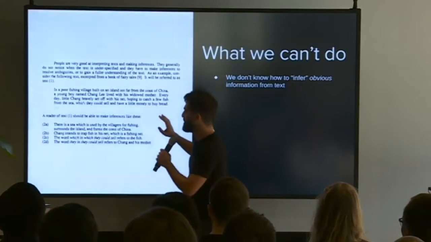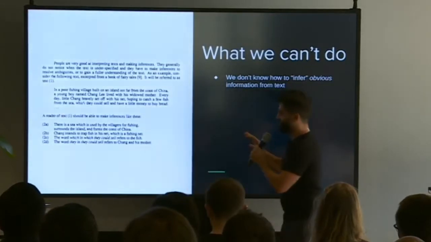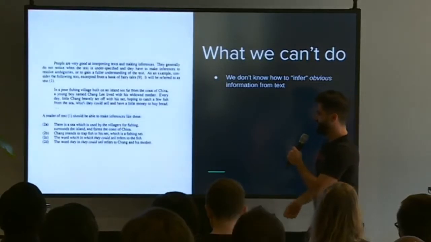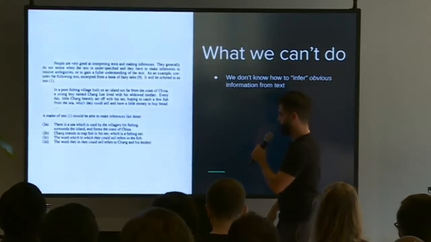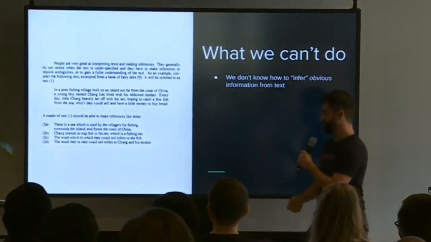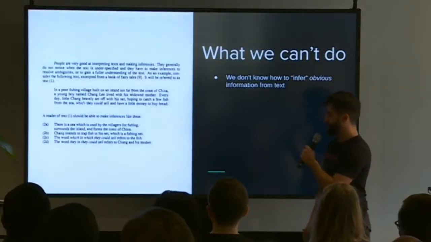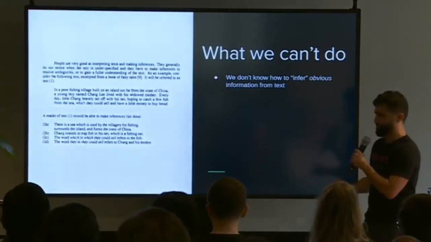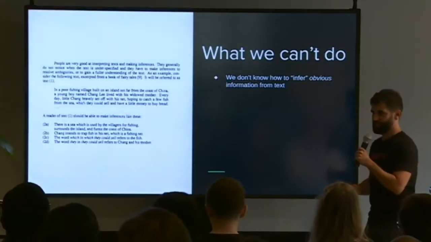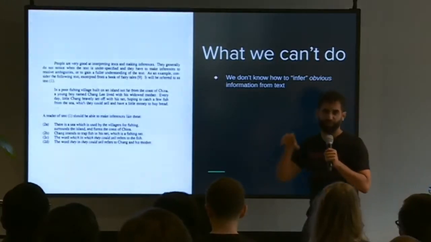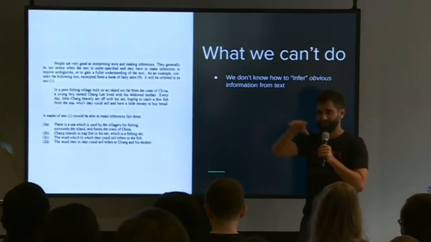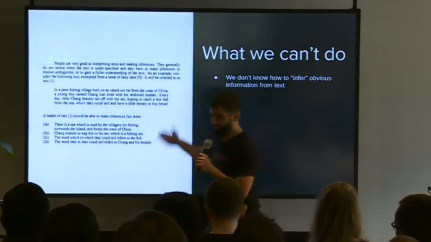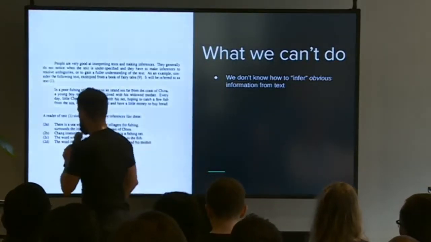So he's like, the story goes: in a poor fishing village built on an island not far from the coast of China, a young boy named Chang Li lived with his widowed mother. Every day, little Chang bravely set off with his net, hoping to catch a few fish from the sea, which they could sell and have a little money to buy bread. Okay, so that's the paragraph. Does that make sense? There's a boy, he lives on an island, there's a sea, he's brave, he goes with a net and catches fish to sell, so they have money for bread. Wonderful.